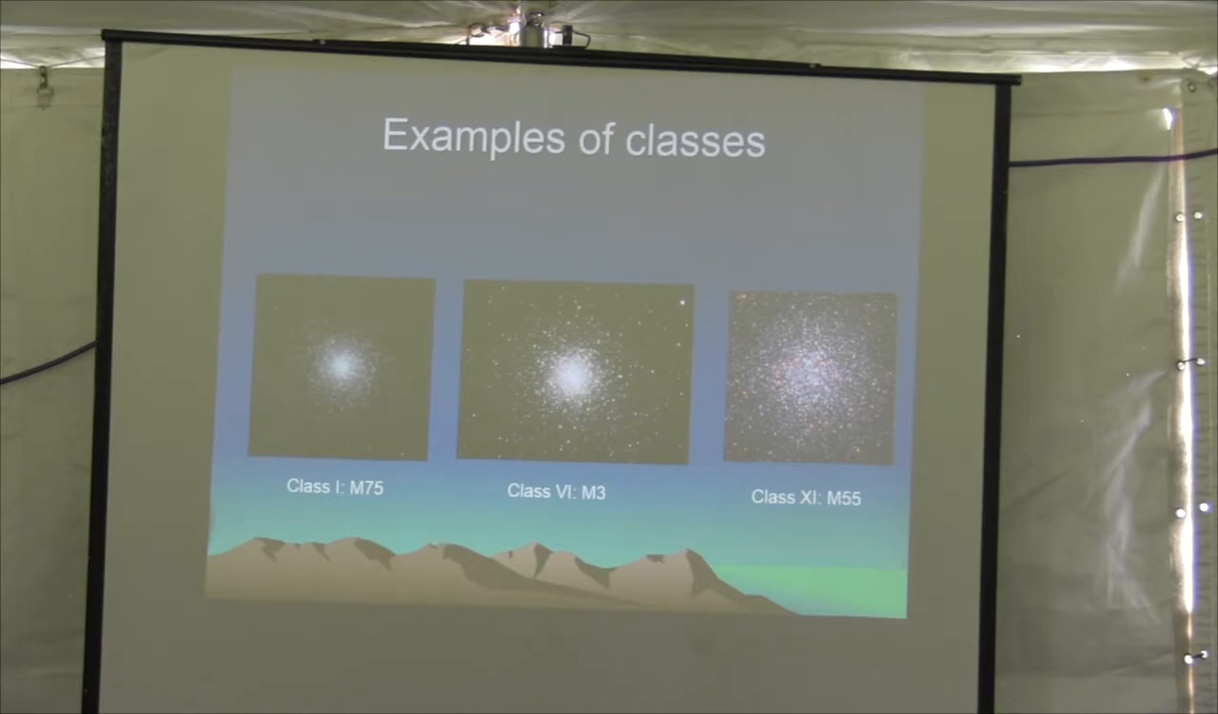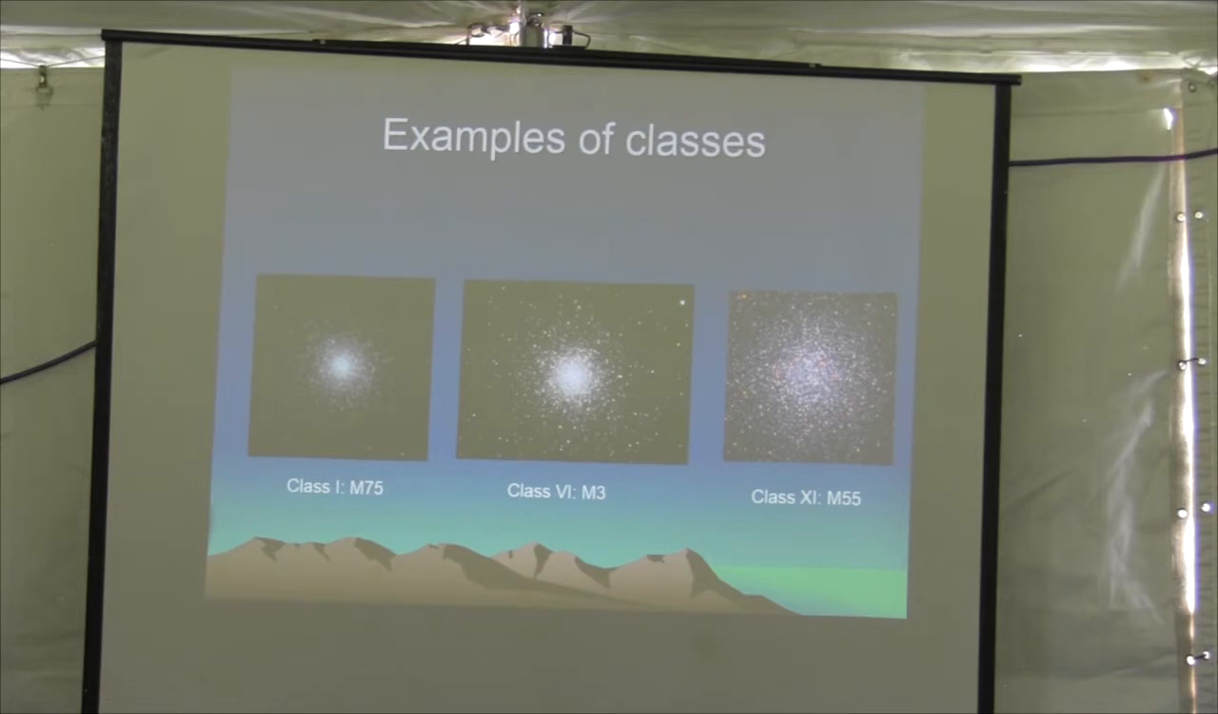M55 over here is in Sagittarius in the summertime. It's a beautiful globular cluster. It's about 17,500 light years away from Earth. And they were able to actually measure the distance across. The estimates are that it's about 48 to 50 light years across. That's how big it is.